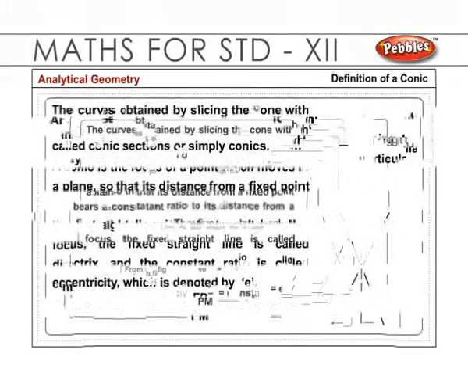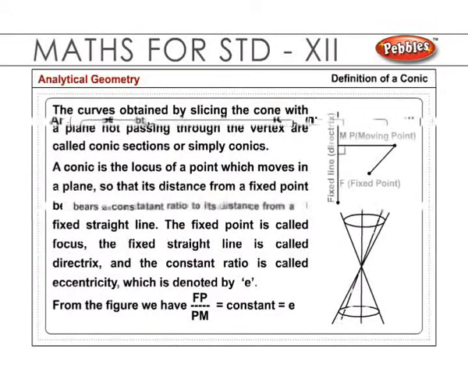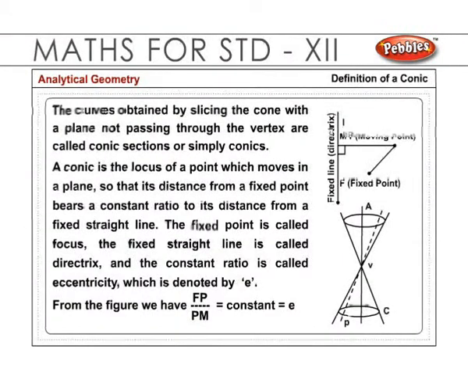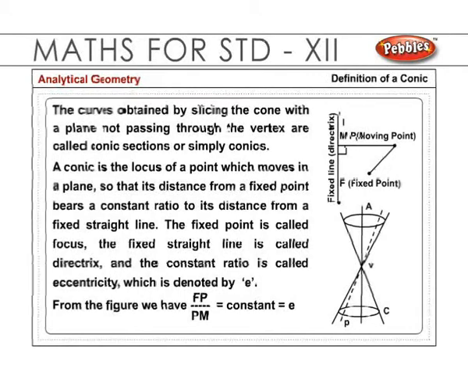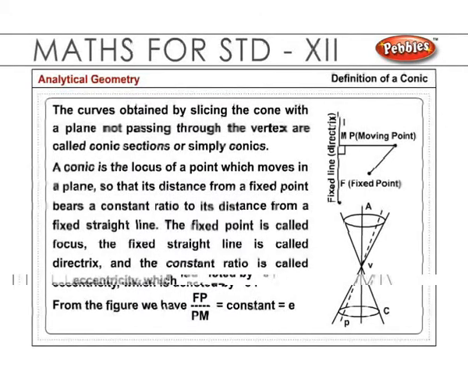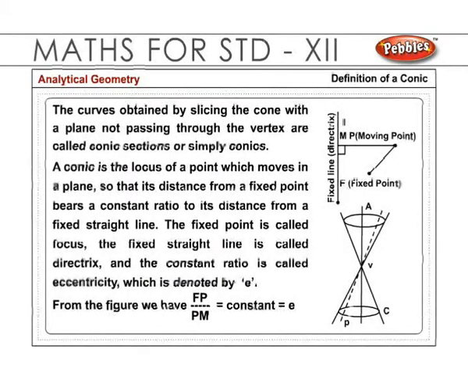A conic is the locus of a point which moves in a plane so that its distance from a fixed point bears a constant ratio to its distance from a fixed straight line. The fixed point is called the focus, the fixed straight line is called the directrix, and the constant ratio is called the eccentricity, which is denoted by e.